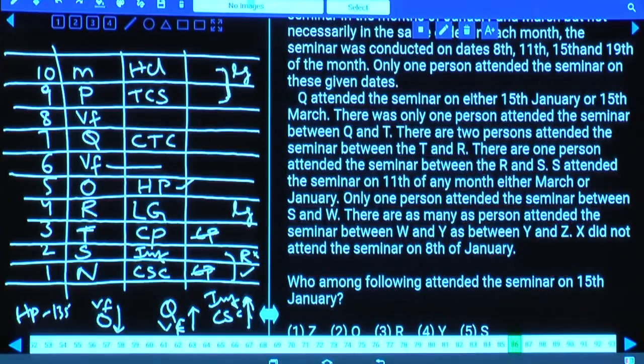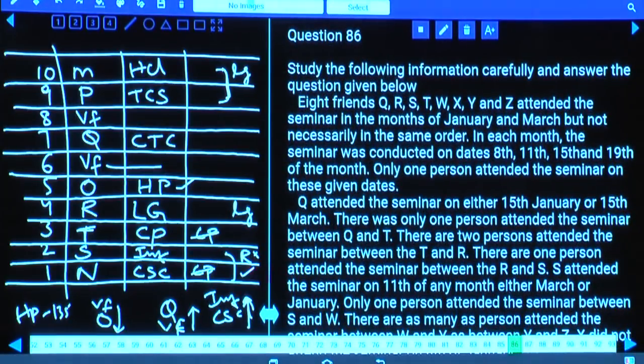Now in this one, what is given? 8 friends Q, R, S, T, W, X, Y and Z attend the seminar in the months of January and March, but not necessarily in the same order. In each month, the seminar was conducted on 8, 11, 15 and 19. Isn't it? 8, 11, 15 and 19.